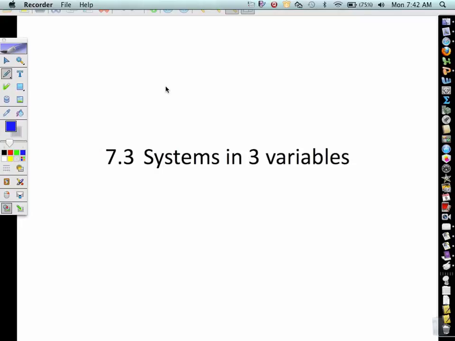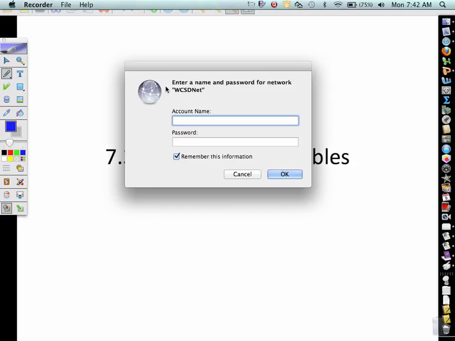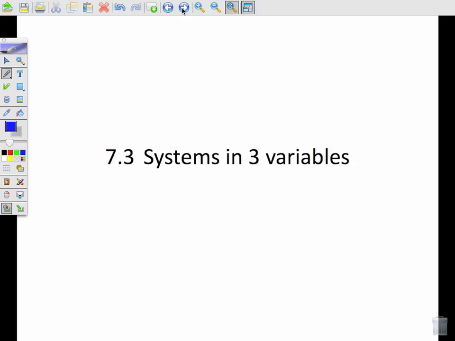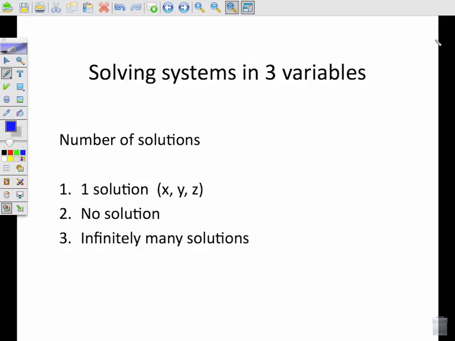Chapter 7, within section 7.3, we're going to be looking at how to solve systems of equations, but our equations are going to include three variables, x, y, and z. There are several methods to do this, and we're going to first start off by using a method called the row echelon method.